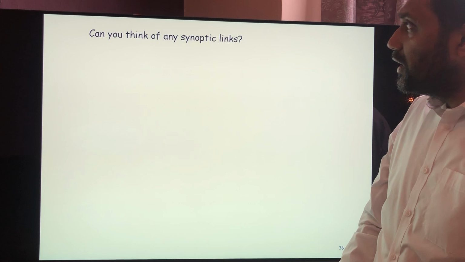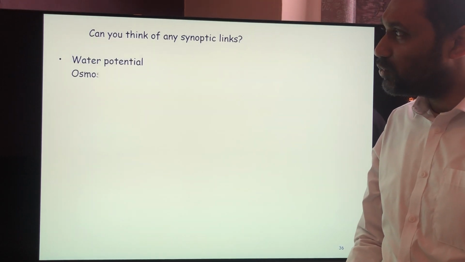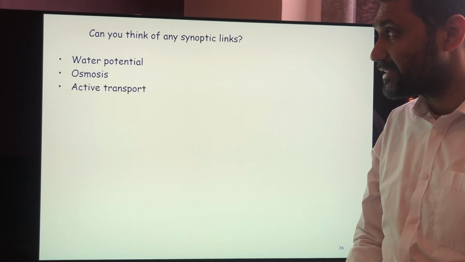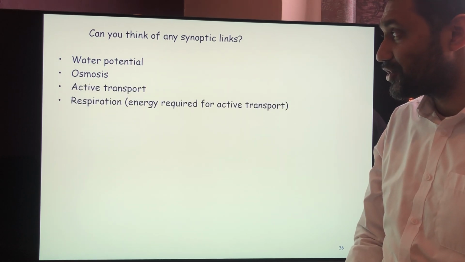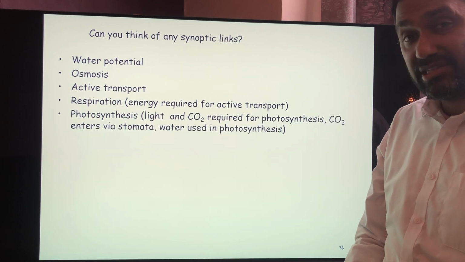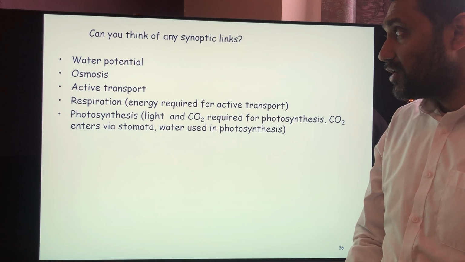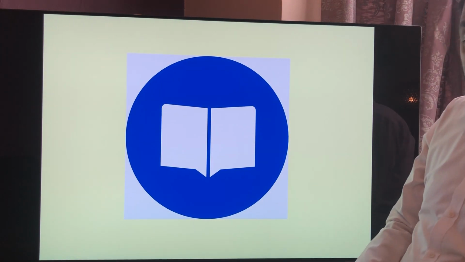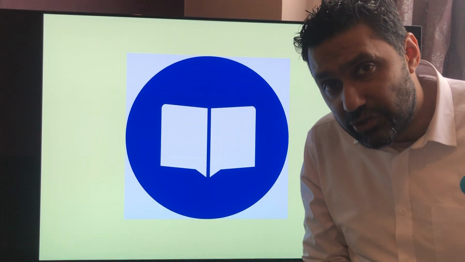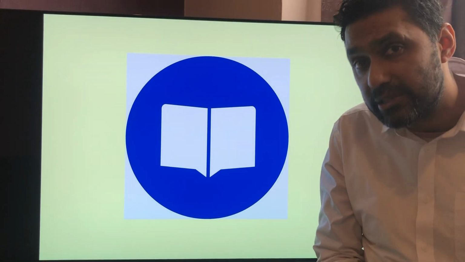So, any synoptic links from other topics? Water potential, definitely. Osmosis. We've got active transport mentioned. Respiration, we're talking about active transport there. Photosynthesis we mentioned, because that's when stomata have to open. So, I hope this has been useful for you guys, looking at the rate of transpiration and the factors affecting it, and how the photometer works.